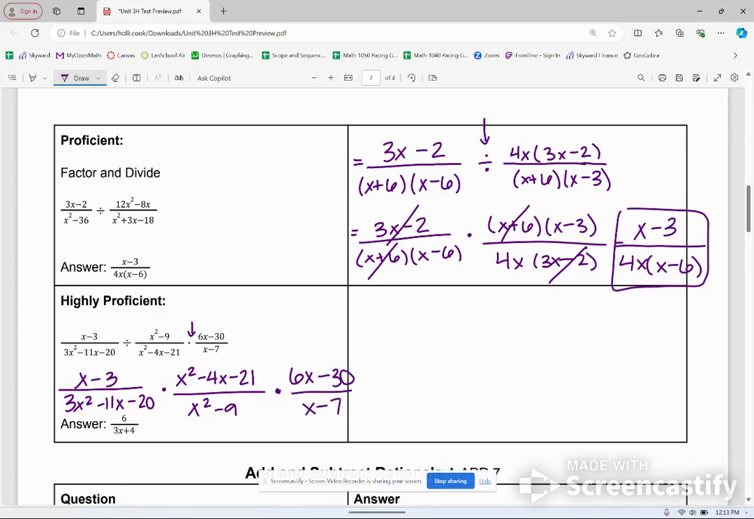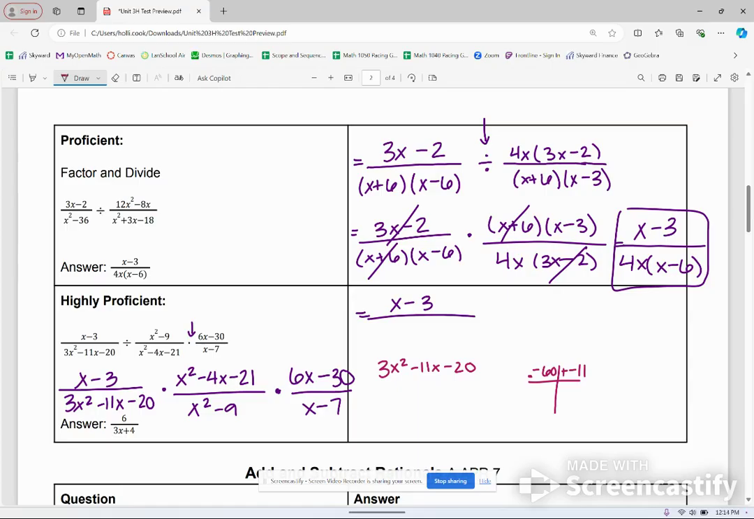Okay, and now we can factor everything. You could also do this the same as the other one where you factor everything and then do the flip. Either way is fine. Okay, so x minus 3, that is already factored. Next, 3x squared minus 11x minus 20. Let's factor that one over here. We need something that multiplies to negative 60 and adds to negative 11.